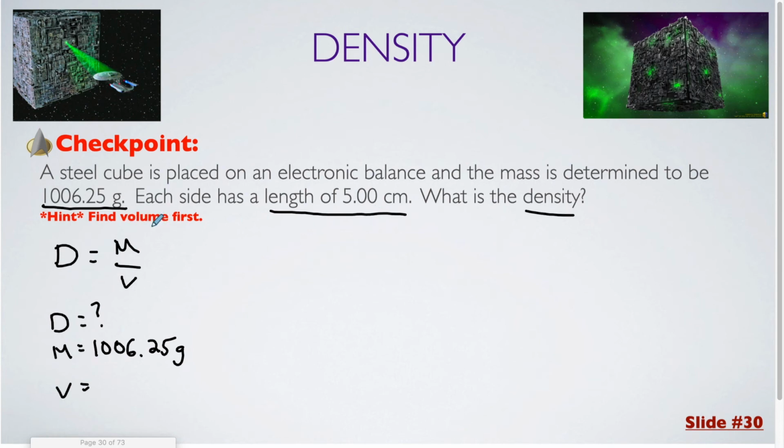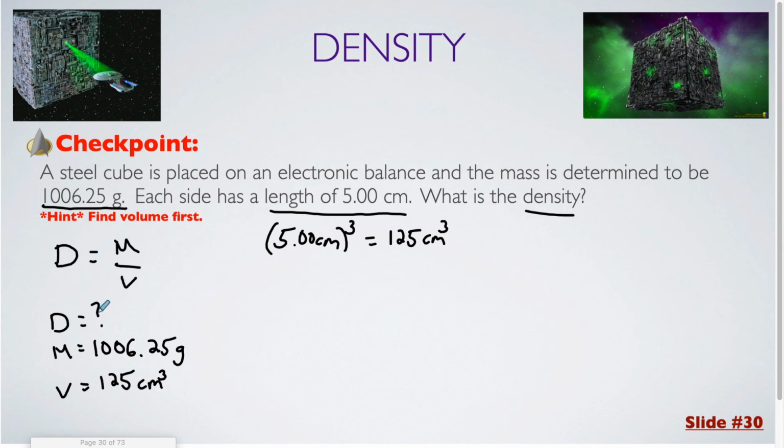We know it's a cube, so every side is the same length. I simply need to do length times width times height here. So I have my 5.00 centimeters, and I'm going to cube that whole thing. So that means that my volume is actually 125 centimeters cubed. So that's what I'm going to be using here. You won't always have to do that extra calculation. Most of the time, they'll just give you the volume to start, or maybe it's an irregular object type problem where you have to do the subtraction first.